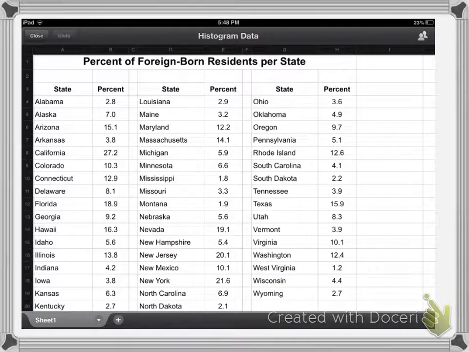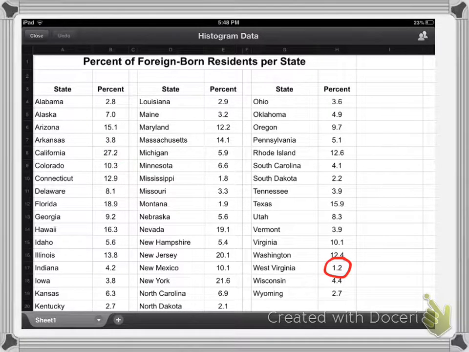As you can see, we have a pretty wide range of percents that we're dealing with. What's the smallest? It looks like West Virginia has a pretty small percent of foreign-born residents with only 1.2%. And then we've got California with a whopping 27.2% of residents who are foreign-born. So we need to take what's called the range of our data into consideration. We start at a low value of 1.2. We go all the way up to 27.2.